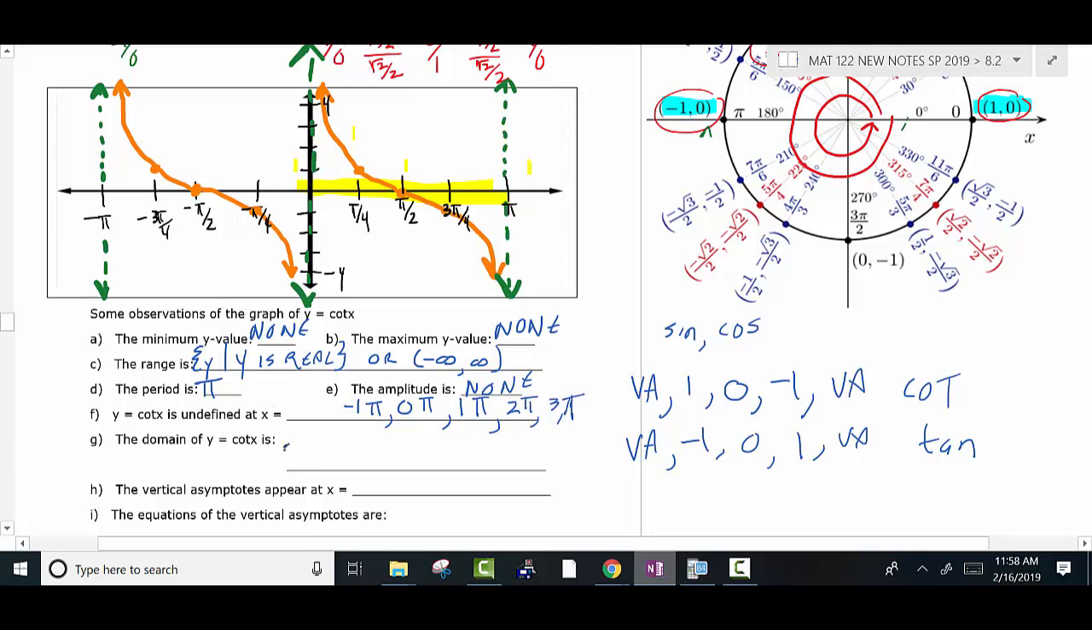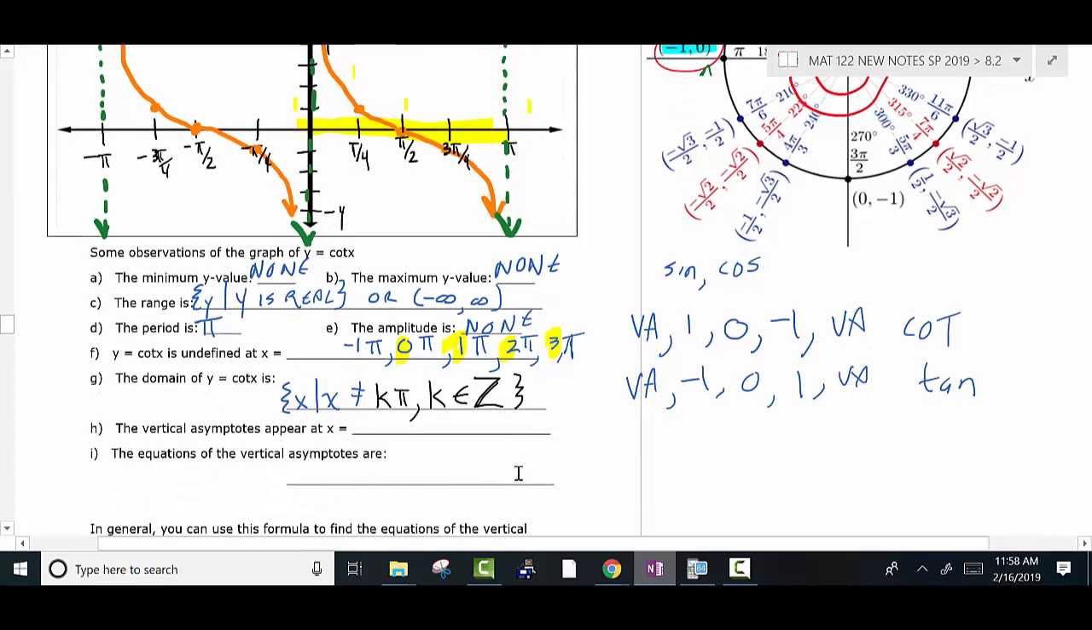So for the domain, we would say the set of x is not equal to, and again, you would have to write a formula, but these are integers. They're not odd or even or anything. They are integers. So we would just say k pi, and we would say k is an integer. You can use that abbreviation if you like, so that would be your domain.